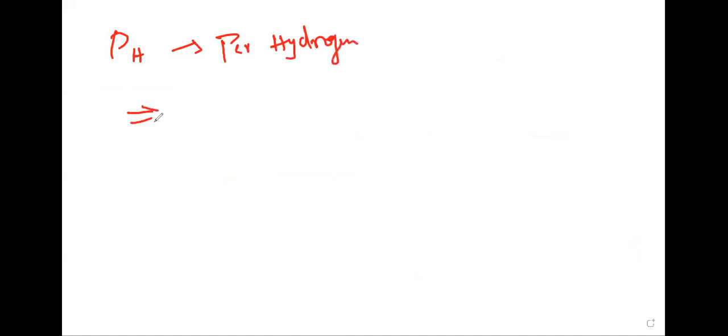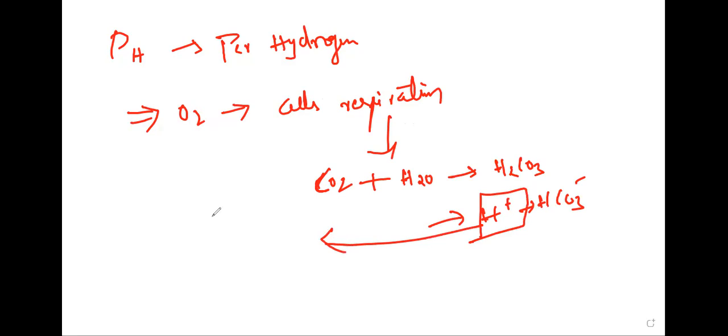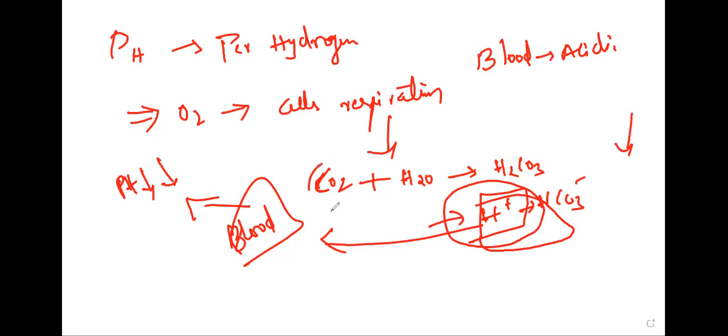So basically, whenever we are giving oxygen to the body, cell respiration occurs. During cell respiration, it will release carbon dioxide. Carbon dioxide bonds with water and will produce H2CO3, and it will become H plus and HCO3. So this hydrogen is entering into the blood and making the pH level decrease. So more hydrogen, less pH. So the blood becomes acidic.